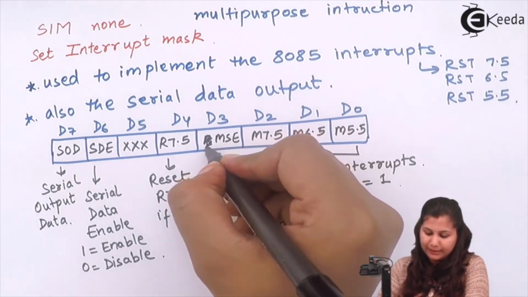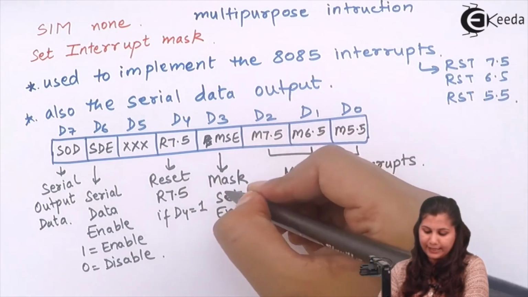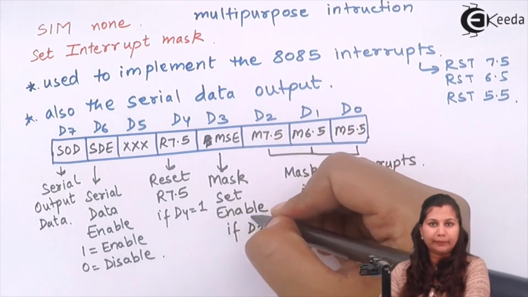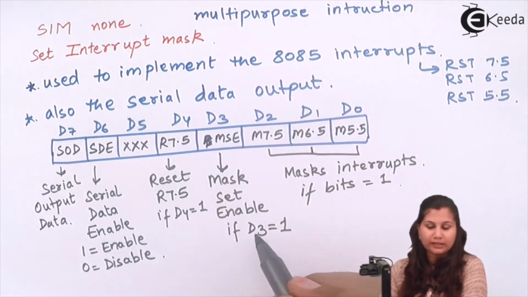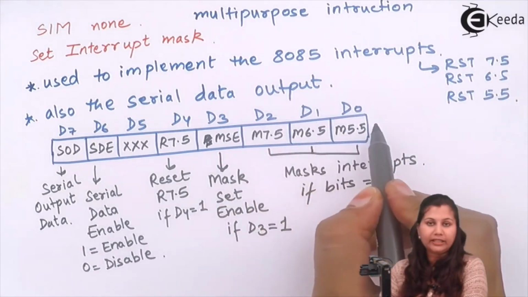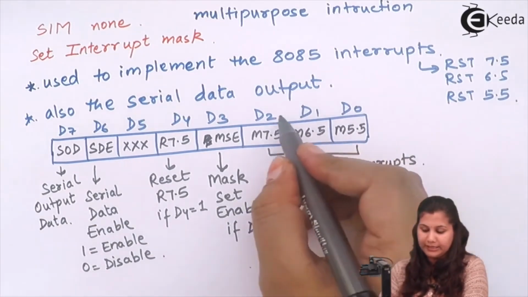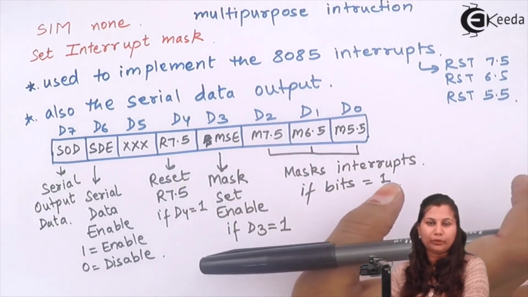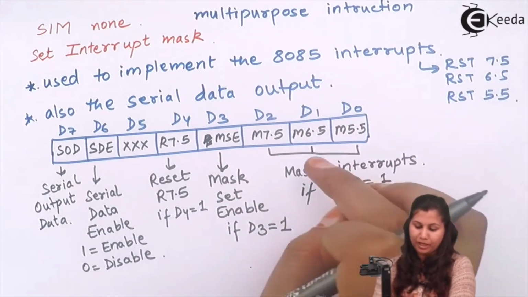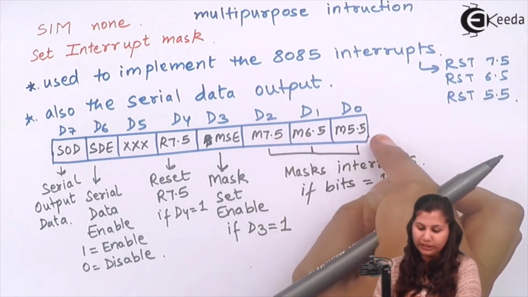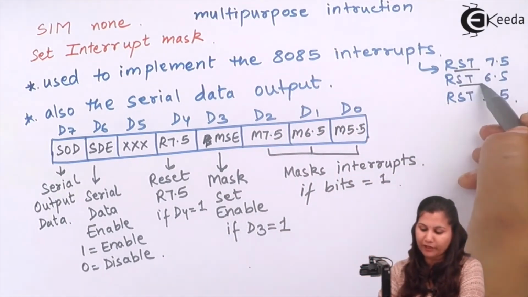Then we have MSE, this is mask set enable. M for mask, S for set and E for enable. If this bit is 1, then these bits D2, D1, D0 will come into effect. If it is 0, then these bits will not come into effect, and no operation will be performed due to this bit. D2, D1, D0 are used for masking the interrupts RST 7.5, 6.5 and 5.5.